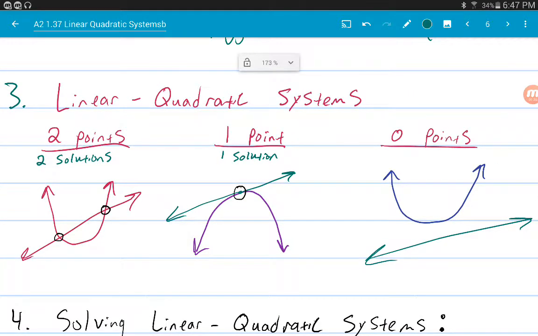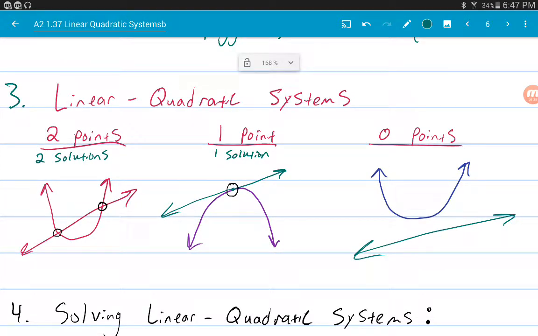We can have 0 points, which means that our solutions are imaginary. We don't need to get so heavy into that because we're going to get into imaginary numbers a little heavier later on in the course. But it means that our solutions are imaginary.